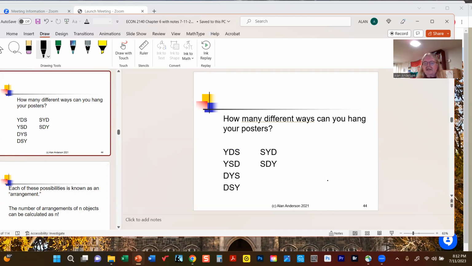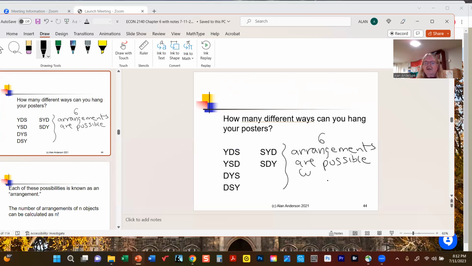Now, because we're taking all 3 posters and just changing their order, each one of these is referred to as an arrangement. So you have 6 arrangements possible with 3 objects. It doesn't matter what they are. They could be posters, they could be paintings, who knows, they could be anything, but if you only have 3 of them, there's only 6 ways to arrange them.